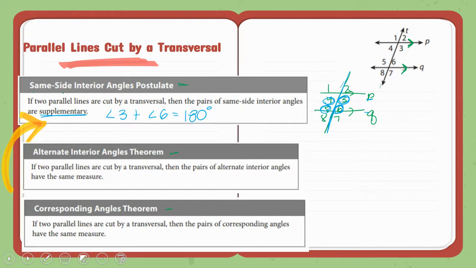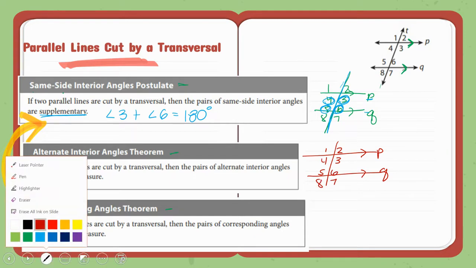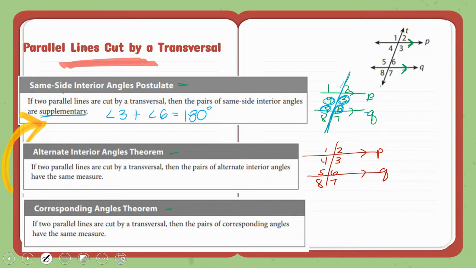All right. For my next one, I have alternate exterior. Let me go ahead and draw this again. P, Q, 1, 2, 3, 4, 5, 6, 7, 8. All right, so for this one, we have 2 parallel lines are cut by a transversal. So alternate interior, let's figure out what that is.